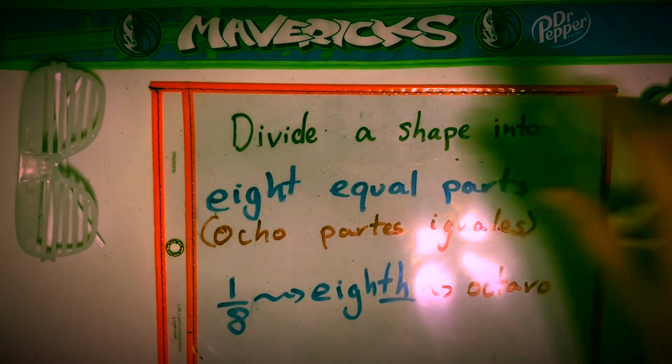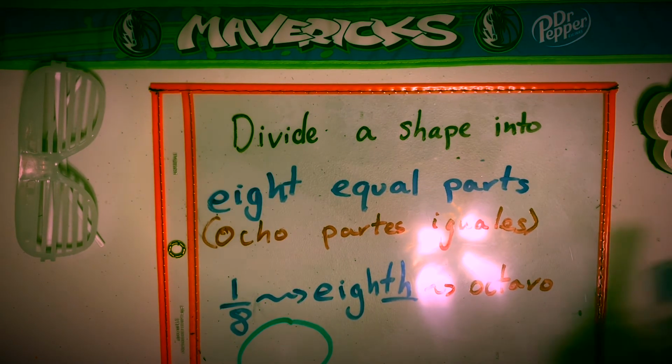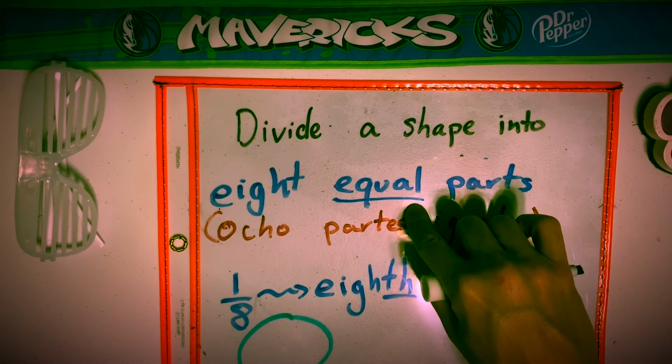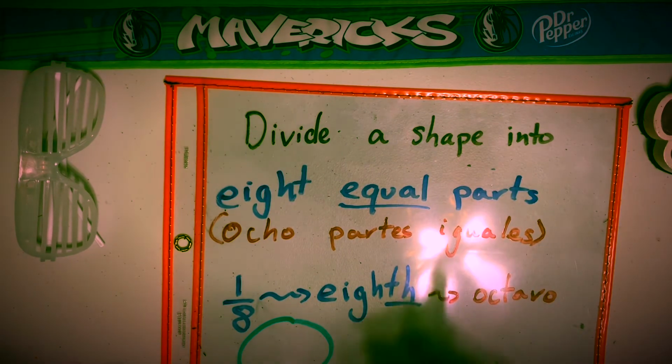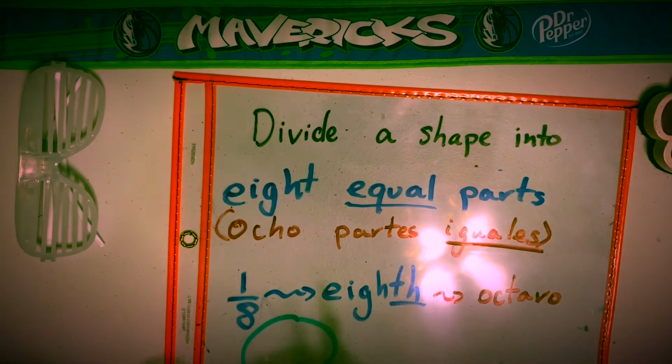Now, we're going to divide it into 8 equal parts, a few different shapes. The same thing that we did yesterday. Let's go to the circle. I'm going to make a big circle and divide it into 8 equal parts. Remember this word. Can you say this word? Equal. Repeat it. Equal. En español decimos iguales. Repite. Iguales. Tiene que ser iguales las partes. Si no son iguales, no es un octavo.